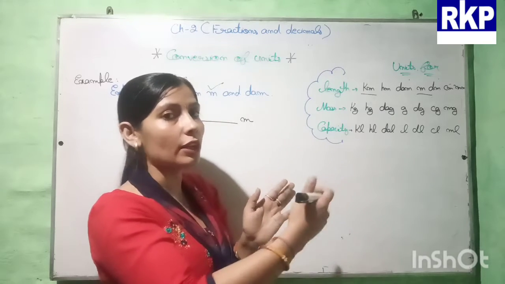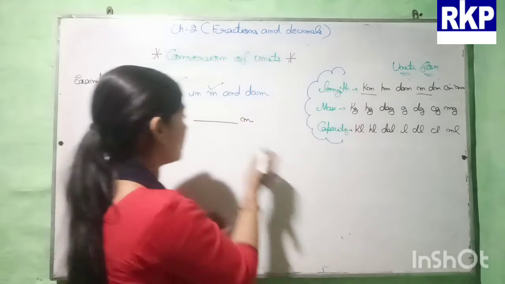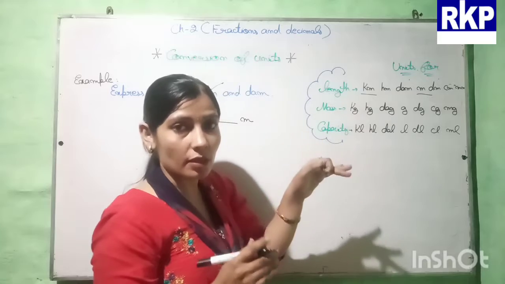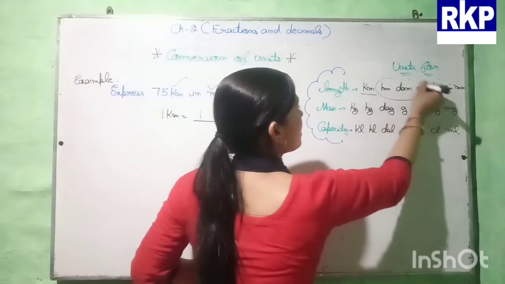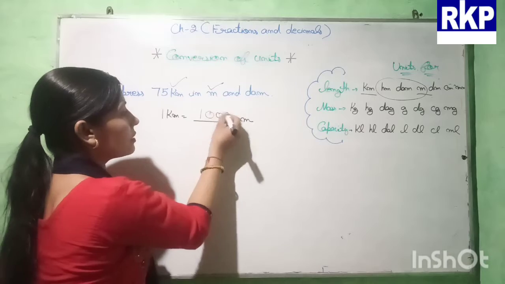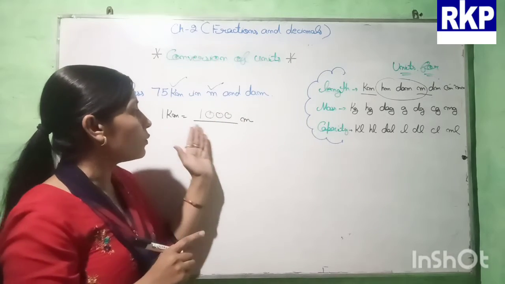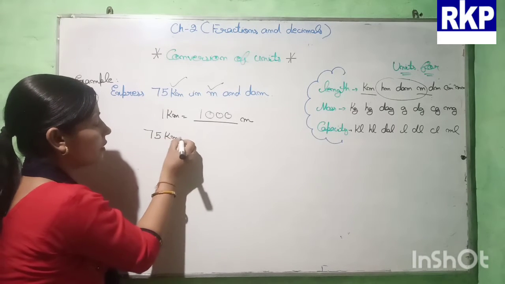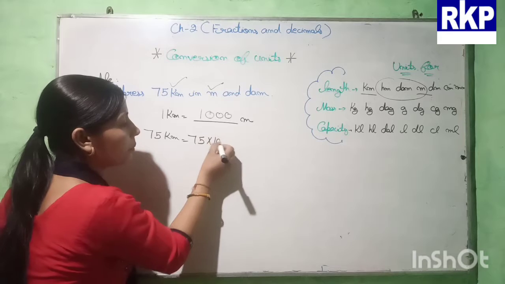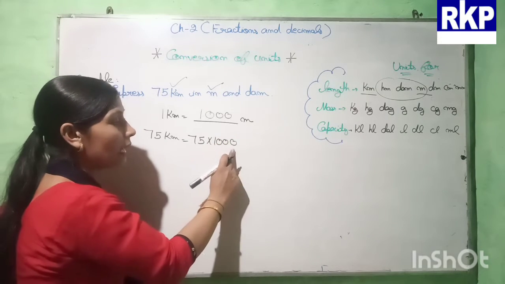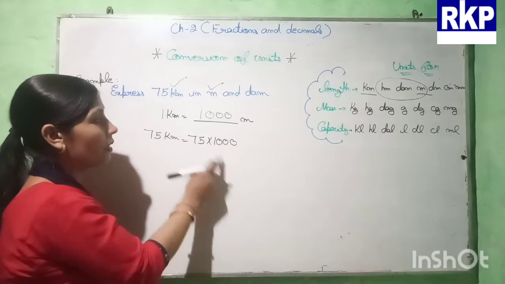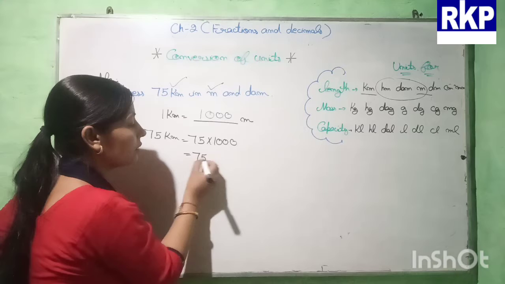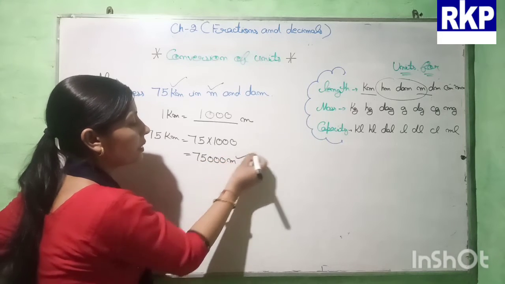But by which number we need to multiply, beta? For kilometer we will write 1, and till meter we are having 3 units, so we will write 3 zeros for these 3 units. So 1 kilometer is equal to 1000 meter. Now 75 kilometer is equal to 75 multiply 1000. Why? Because here we are converting greater unit into smaller unit. So 75,000 meter will be the answer.